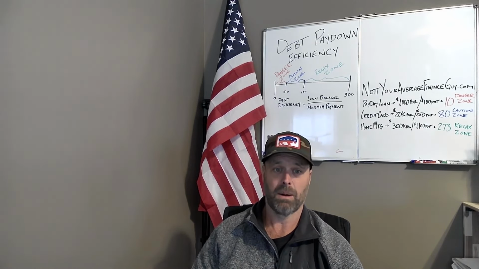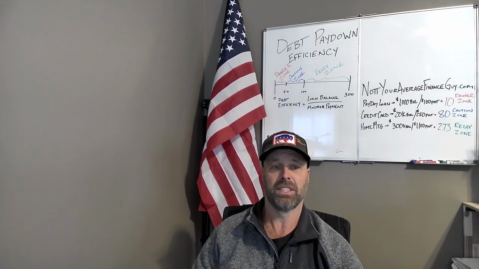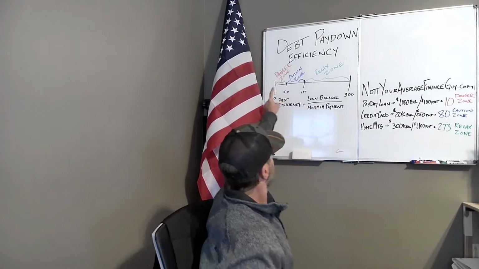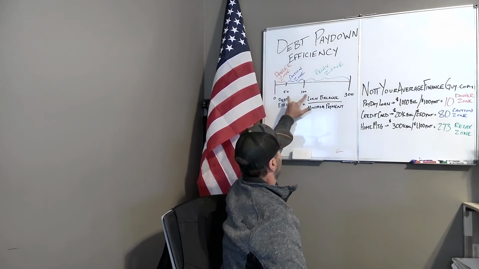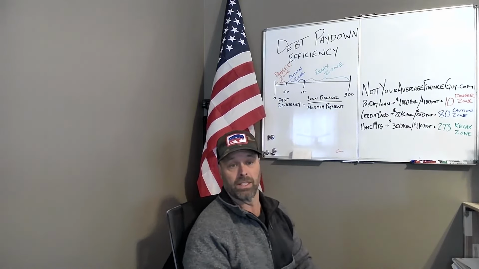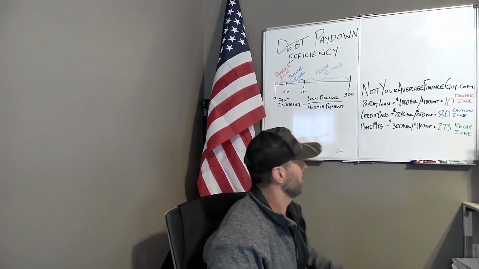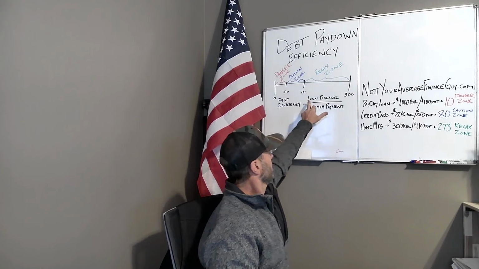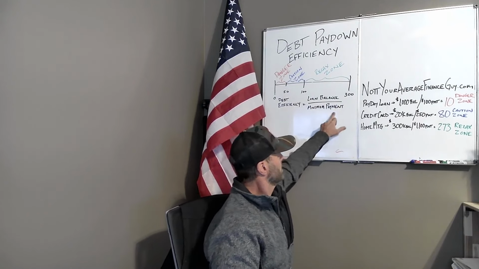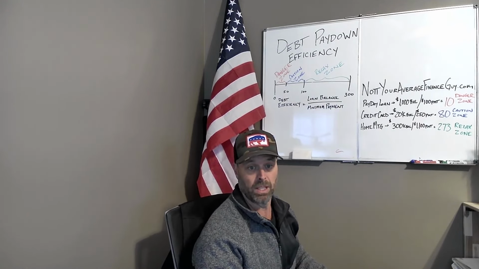So if you look there behind me, the debt pay down efficiency. The danger zone here is anything from 0 to 50. The caution zone is from 50 to 100, and the relaxed zone is anything from 100 to 300. Now, how you figure your efficiency is you take your loan balance divided by your minimum payment, and that will give you that number.